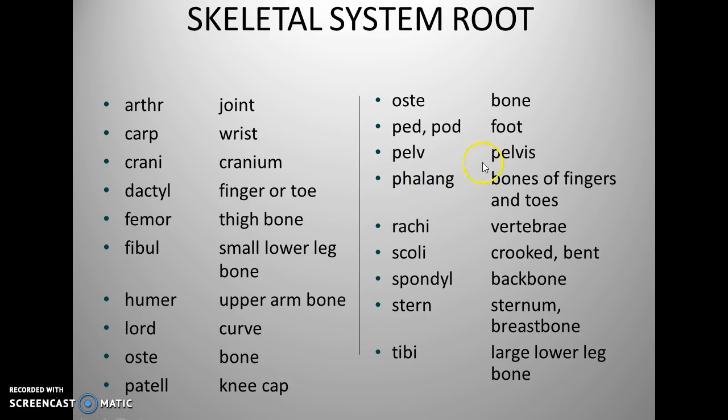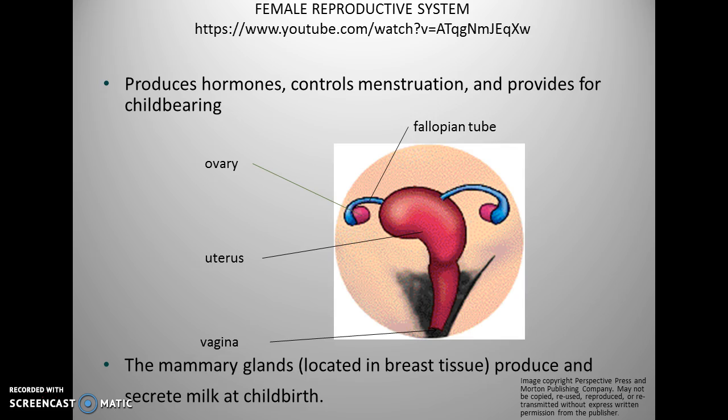pelvis, phalang, bones of the fingers and toes, brachi, vertebrae, scoli, crooked, bent, spondyl, backbone, sternum, breastbone, tibia, large lower leg bone. Okay, so those are some of the major words that you find associated with the skeletal system. Root words associated with the skeletal system.